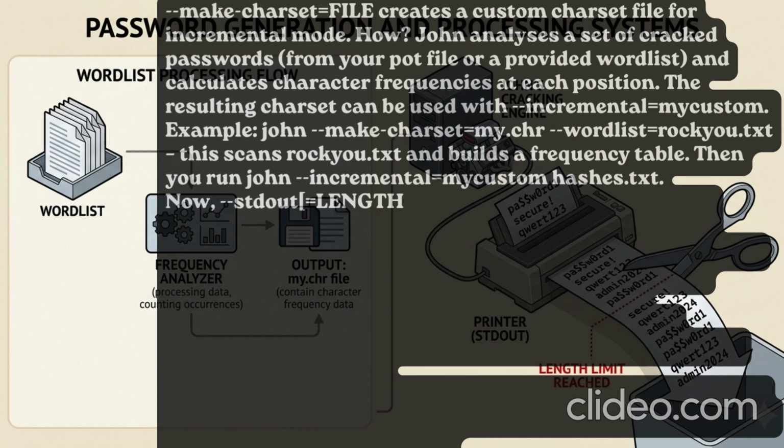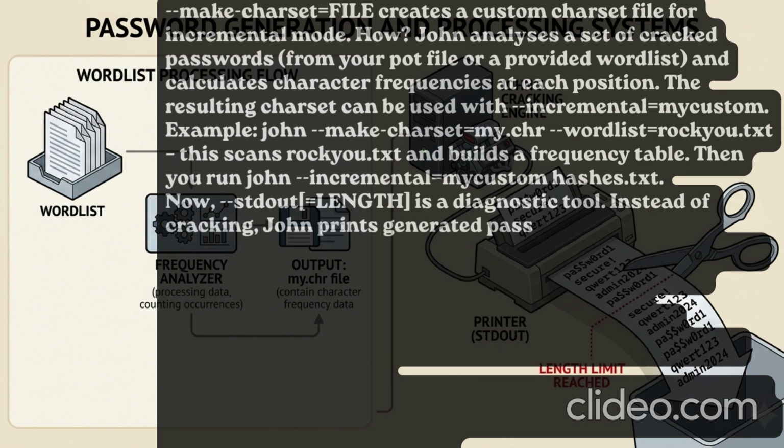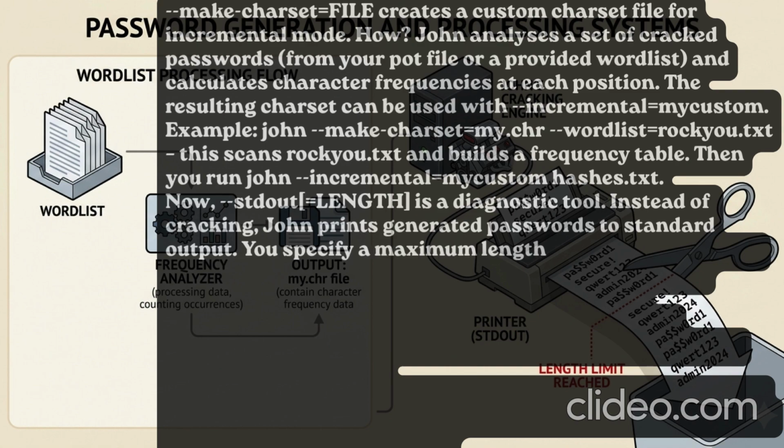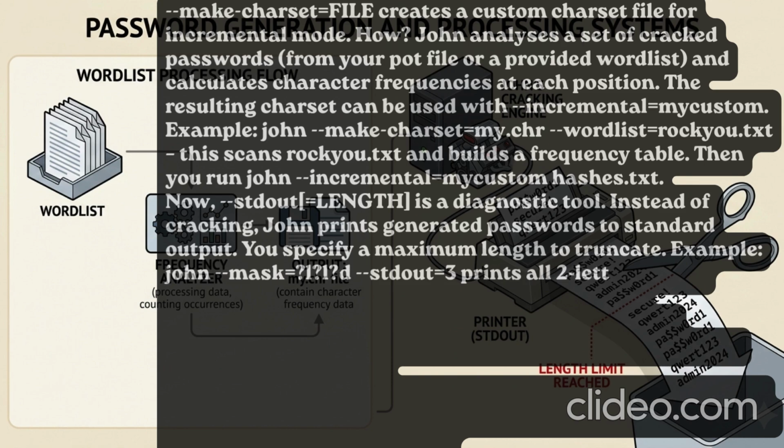Instead of cracking, John prints generated passwords to standard output, and you specify a maximum length to truncate. Example: john --mask=?l?l?d --stdout=3. Print all two letters plus one digit combos, but cut each candidate to 3 characters.